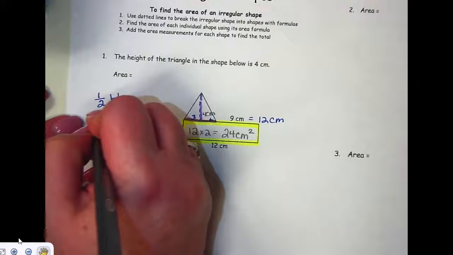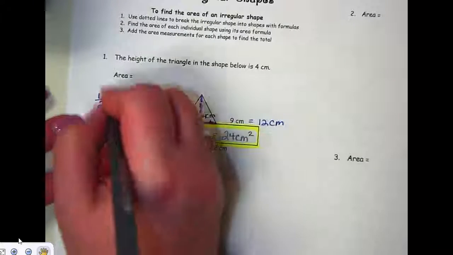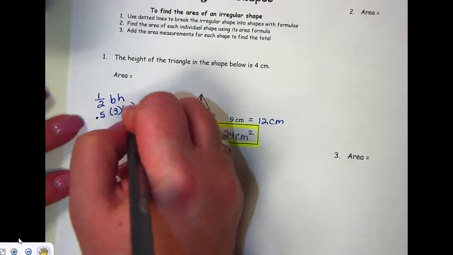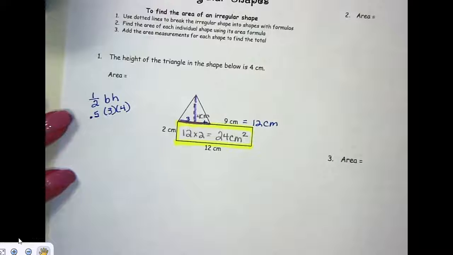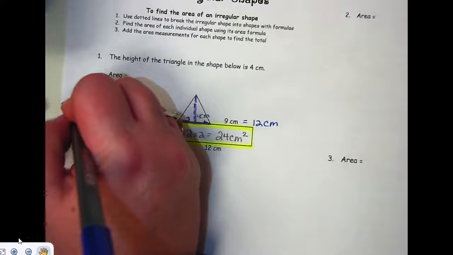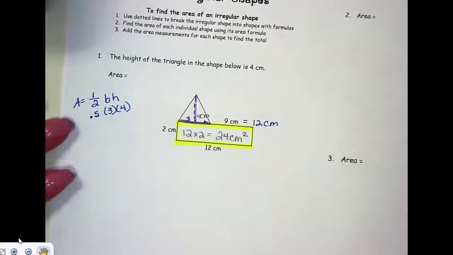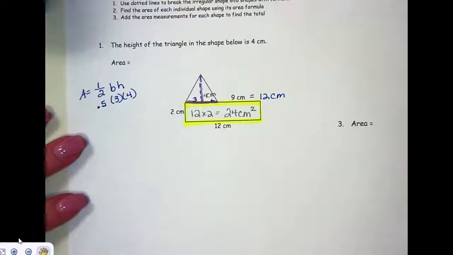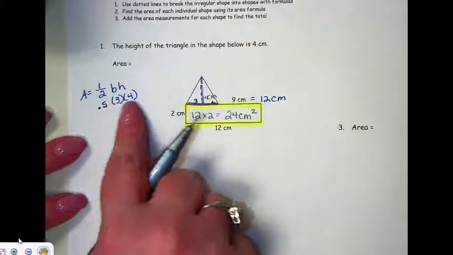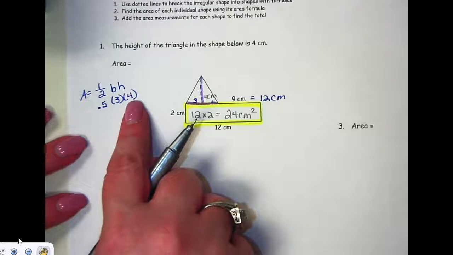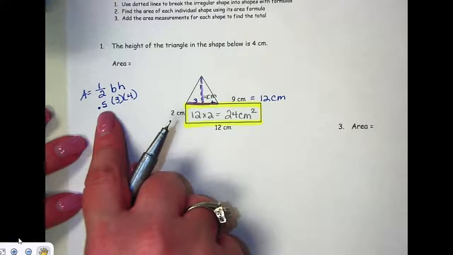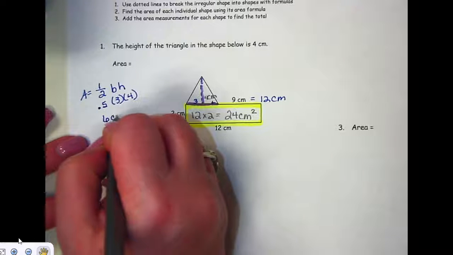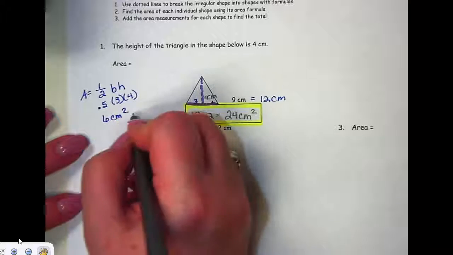Okay, so the formula for area of a triangle is 1/2 base times height. 1/2 on our calculator is 5/10. The base is 3. The height is 4. So what is the area of that triangle? What do we get? 3 times 4 is 12, but what's half of 12? 6. So it's 6 centimeters squared.